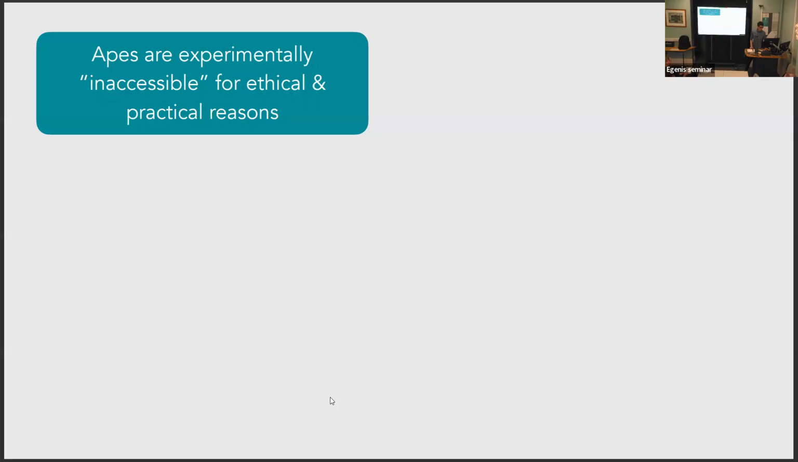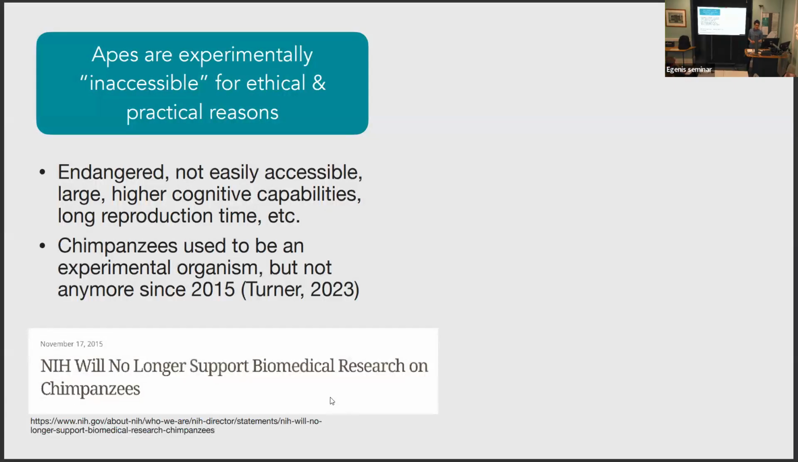And apes are experimentally inaccessible for ethical and practical reasons. They are all endangered species, not easily accessible. Their body sizes are generally large. They have higher cognitive capabilities, which raises ethical concerns, and their reproduction time is relatively long, etc.